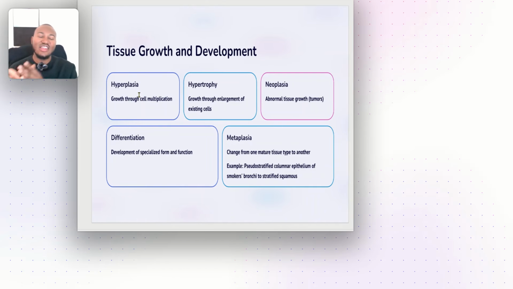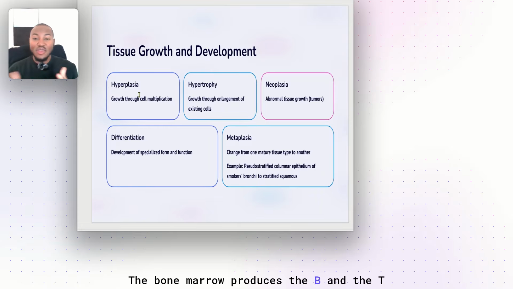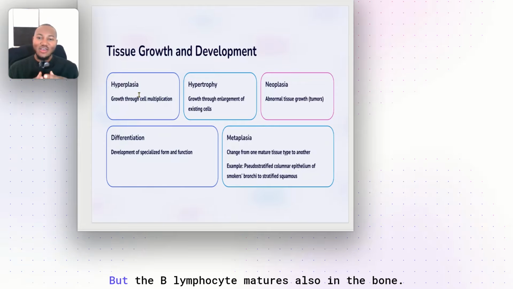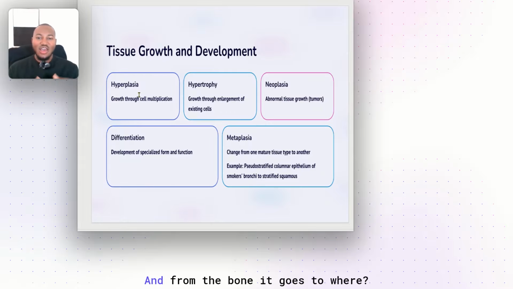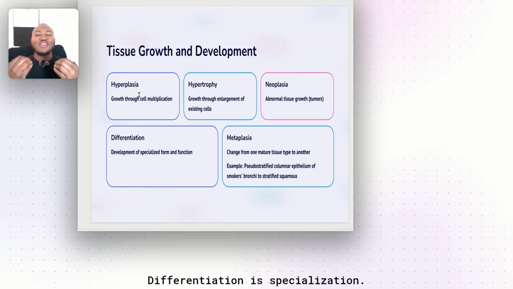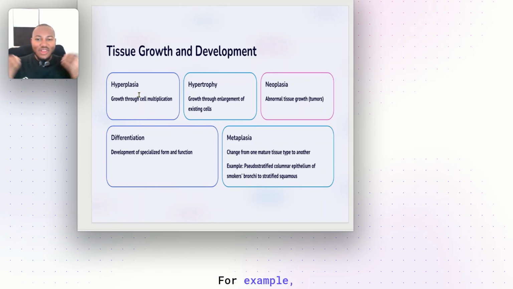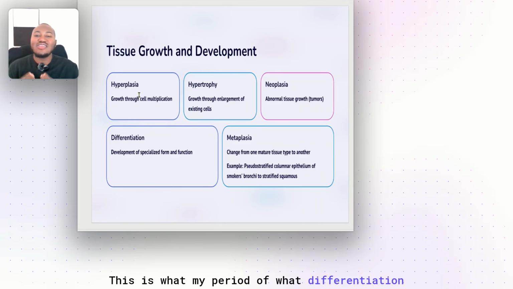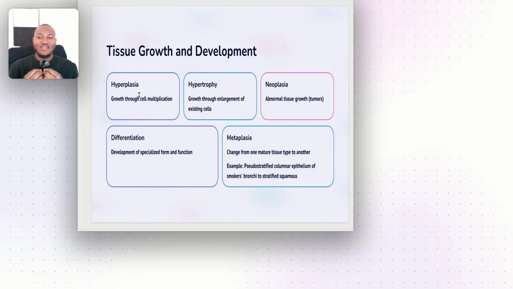Now we have differentiation. For example, in the initial discussion, I told you that the bone marrow produces the B and the T lymphocytes, right? The T lymphocytes migrate to the thymus to mature, but the B lymphocyte matures in the bone, and from the bone, it goes to the lymph nodes. To do what? To differentiate. That's what we are talking about, differentiation. Differentiation is specialization. For example, I came to the US, I write USMLE, I'm going to residency, to specialize. This is my period of differentiation. So development of specialized form and function is differentiation.